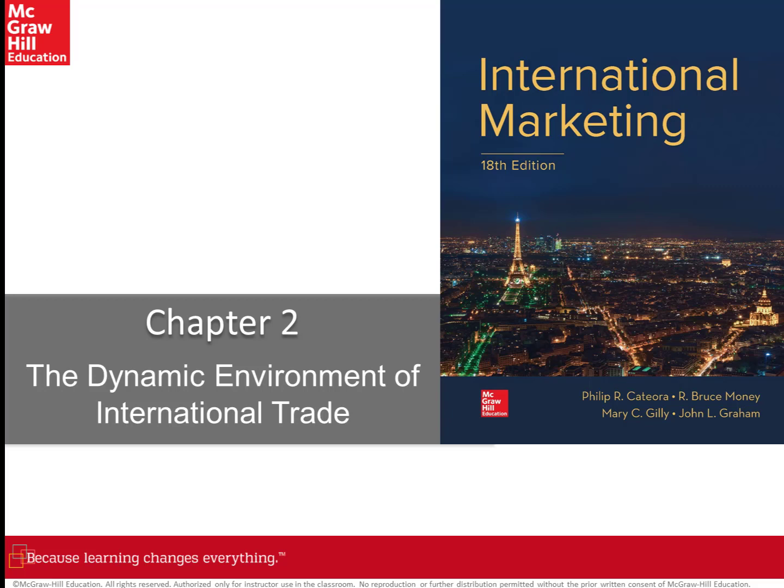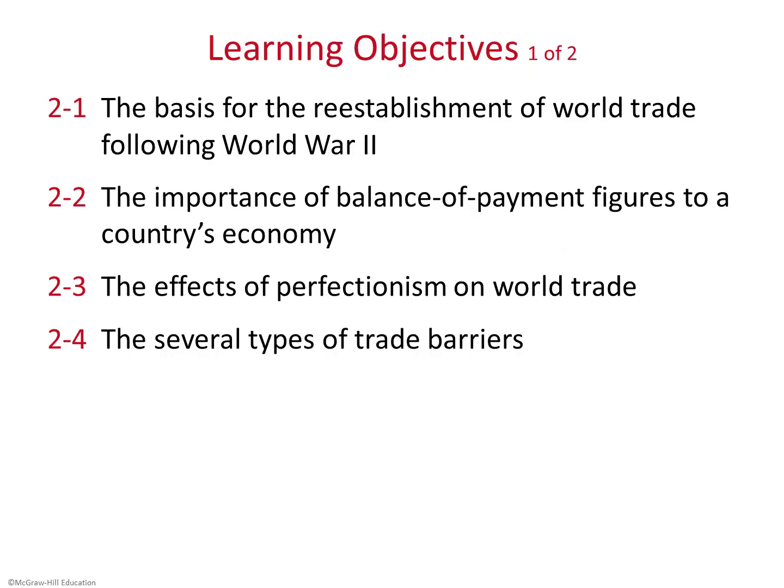Welcome to Chapter 2, The Dynamic Environment of International Trade. The learning objectives for this chapter are the following. The basis for the reestablishment of world trade after World War II, the importance of the balance of payment figures to a country's economy, the effects of protectionism on world trade, and the several types of trade barriers.